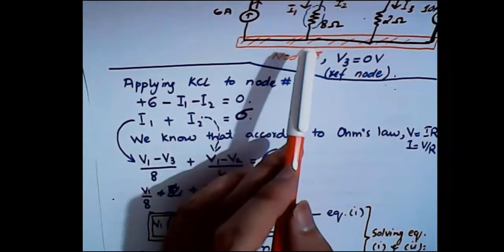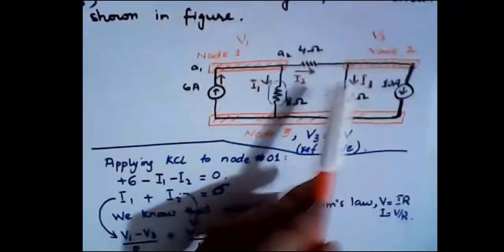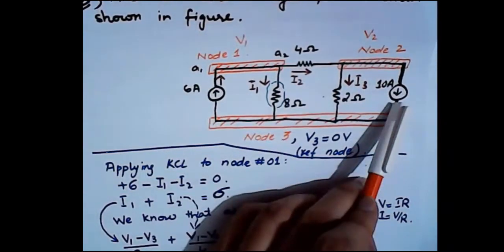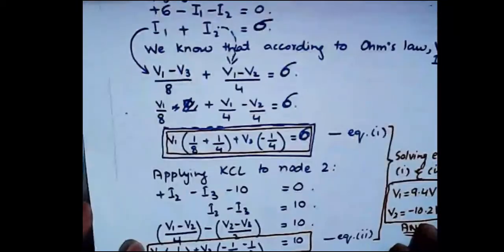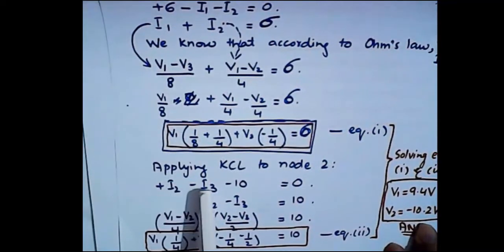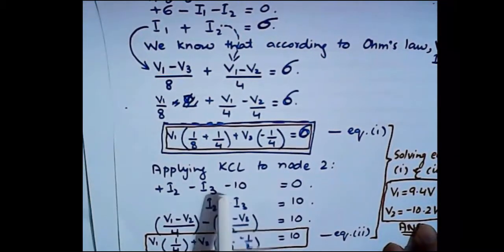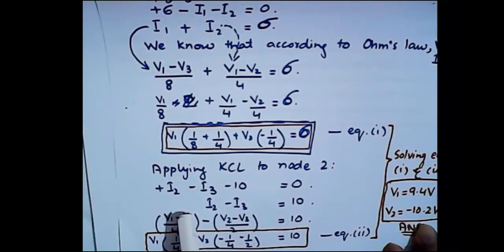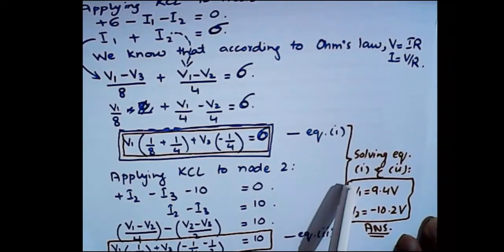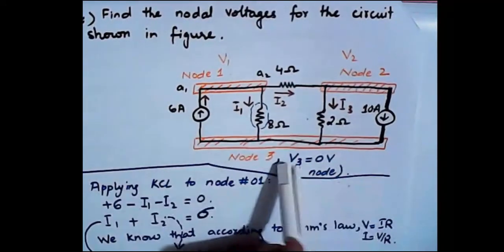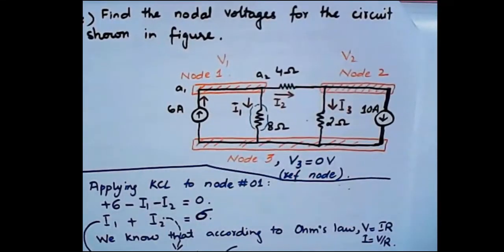Now the next node is here. We can see I2 current is entering, 10 ampere is leaving, and the third one, which we have defined as I3, is also leaving. That makes I2 minus I3 minus 10 is equal to 0. Again we have represented the currents in terms of voltages, and we have solved the equations through a calculator to find out the value of voltages, right? So this is what nodal analysis helps us to do: determine the voltages at the nodes, and once we have the voltages and the values of resistance, then we can easily find the value of current, right?